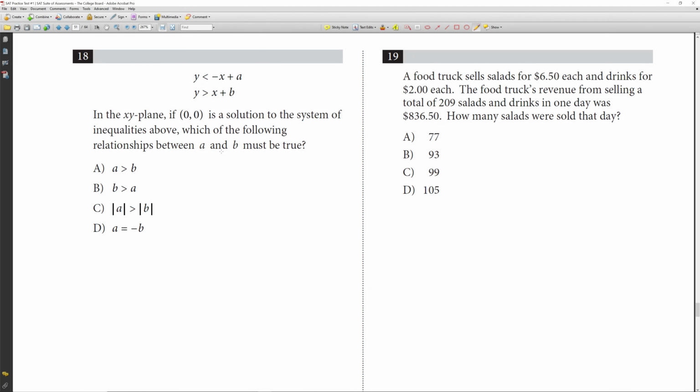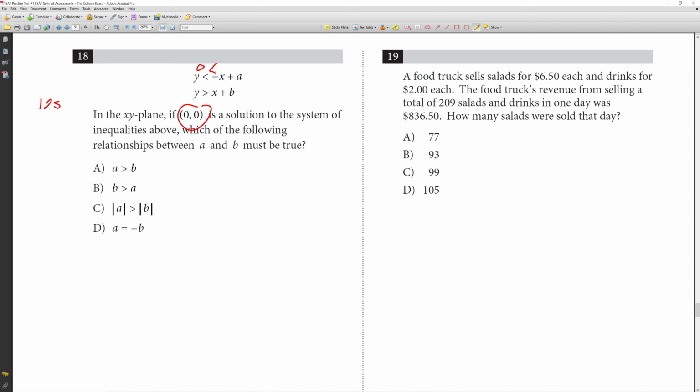Like a boss. Number 18. It looks like we're given a system of inequalities. In the xy plane, if (0, 0) is a solution to the system of inequalities above, which of the following relationships between A and B must be true? This looks like about a 10-second problem. The reason is because you're going to take (0, 0) and plug them into here.